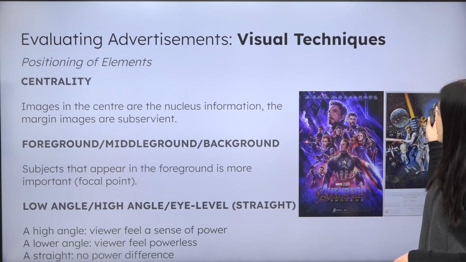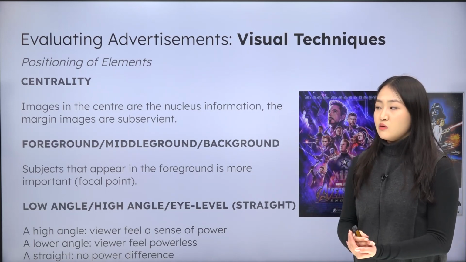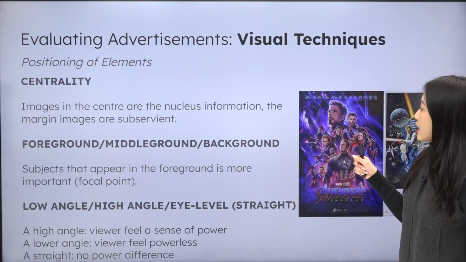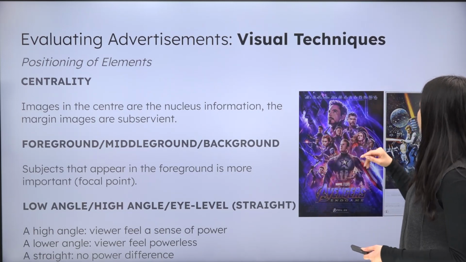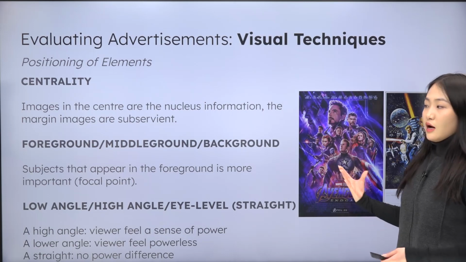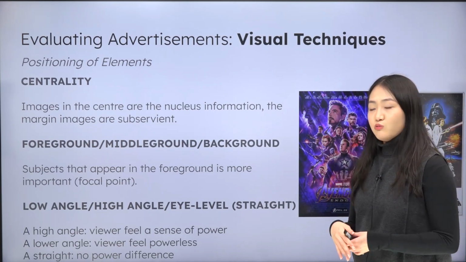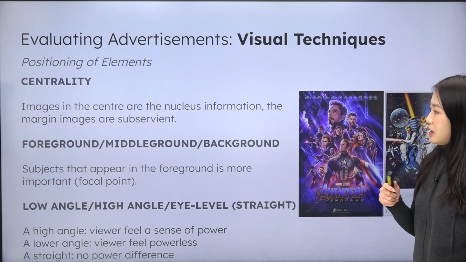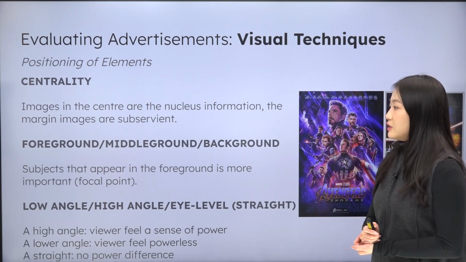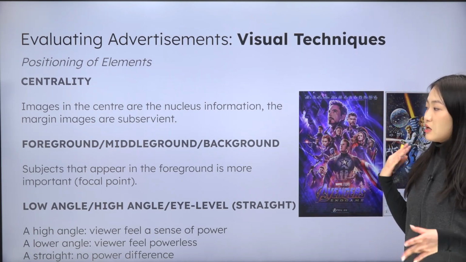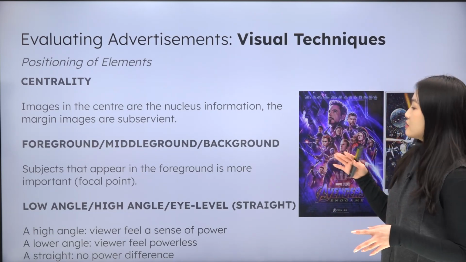As you can see, the background is usually the setting. Where is the movie starting? Where is the movie filmed? For example, for the Avengers, it's space, and so is Star Wars. So you can play around with foreground, middle ground, and background with posters, even in certain images for magazines. And you can usually say that subjects that appear in the foreground are more important than others in the background.